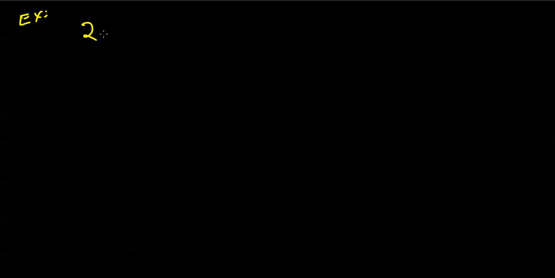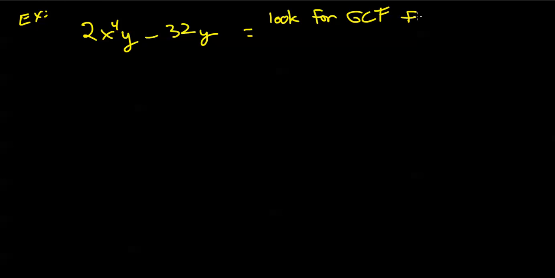2x to the fourth power y minus 32y. And again, you're thinking, this doesn't look like a difference of squares. Well, I think if we play around with this expression a little bit first, we may see something unfold. Again, in any factoring problem, we'll look for the GCF first. And I think we can see a GCF here of 2y. Can we not? We factor out a 2y.